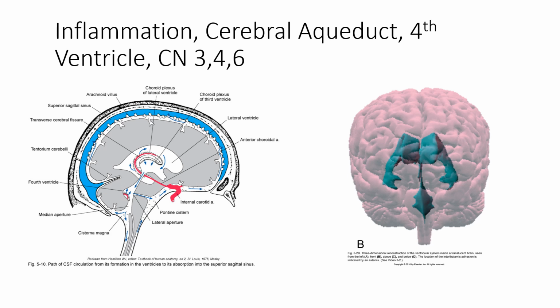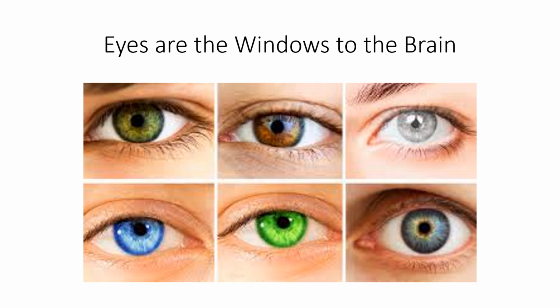Inflammation, cerebral aqueduct, 4th ventricle, cranial nerves 3, 4, and 6. What's going on here? This is key to understanding neuro rehab and why we do eye movements and causes of the inflammatory response here in the brain. When we're checking in on our nerve health, on our brain health, we say the eyes are the window to the soul out in the world, right?